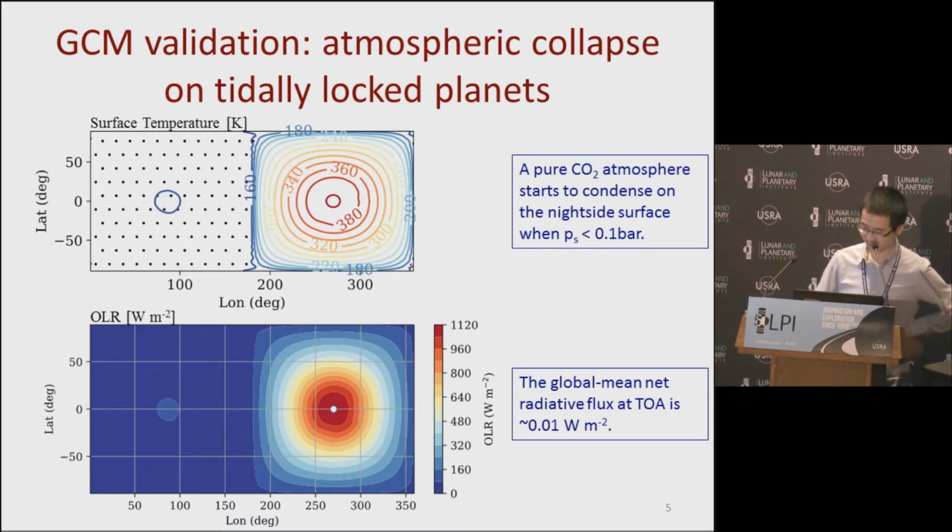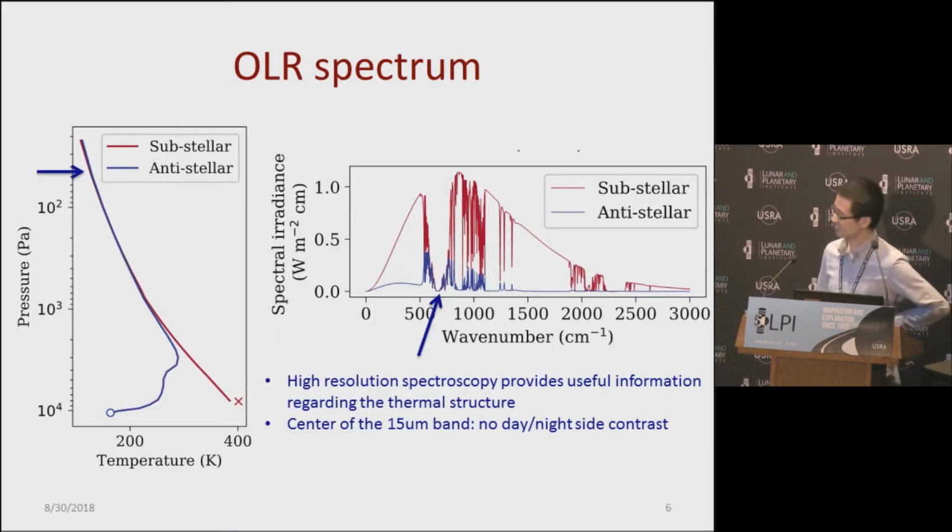climate calculations. Since this is a line-by-line calculation, I think it's better to show some spectrum calculated by it. And this is the outgoing longwave radiation spectrum that is calculated internally and iteratively during the iteration. This is a substellar spectrum and an antistellar spectrum. The difference of the two curves is related to the thermal structure at these two locations.